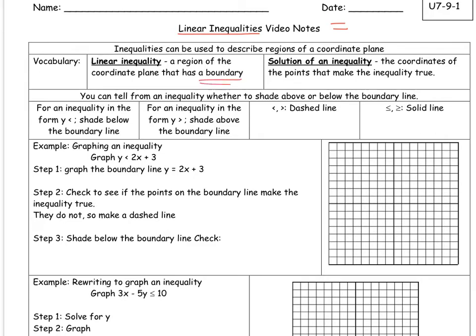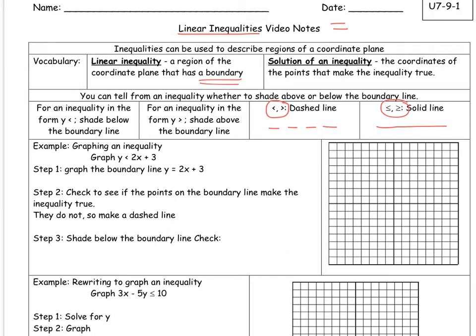And that boundary can be one of two things. It can be a dashed line if the inequality symbol is less than or greater than, and it can be a solid line if the inequality symbol is less than or equal to or greater than or equal to. And the solution to the inequality is the coordinates of the points that make the inequality true.